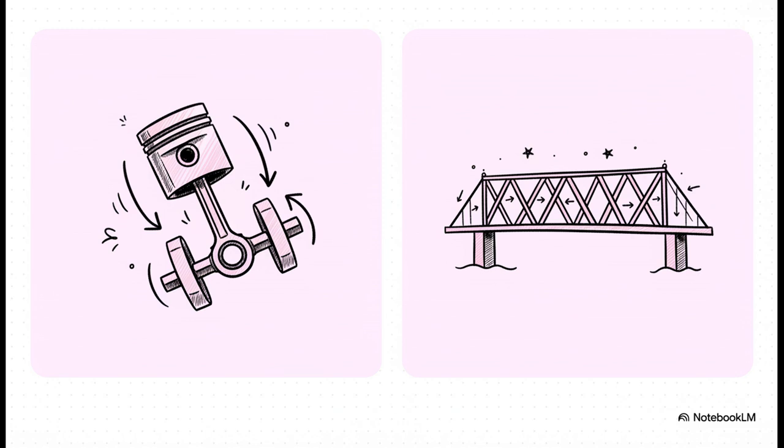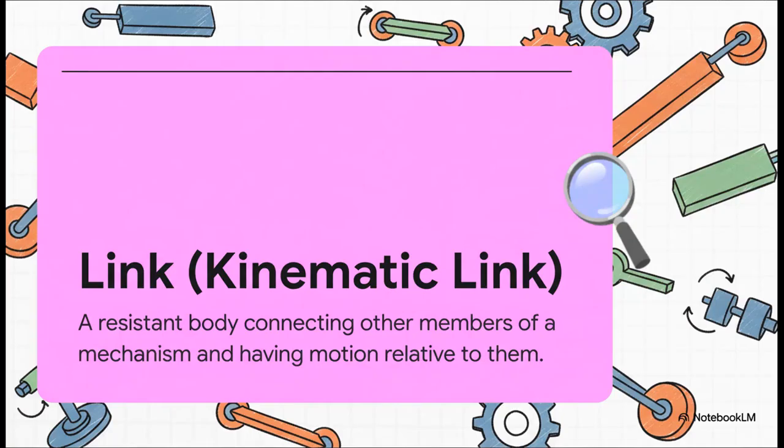A structure, though, is the total opposite. Its parts are meant to stay put. Their whole job is to carry loads and not move, like that skyscraper. Okay, so if machines are all about moving parts, what's the most basic, fundamental part of all? It's this thing called a link. And honestly, the best way to think about a link is like a single Lego brick in the world of engineering. It's just a solid piece that's designed to connect to other pieces and to move.